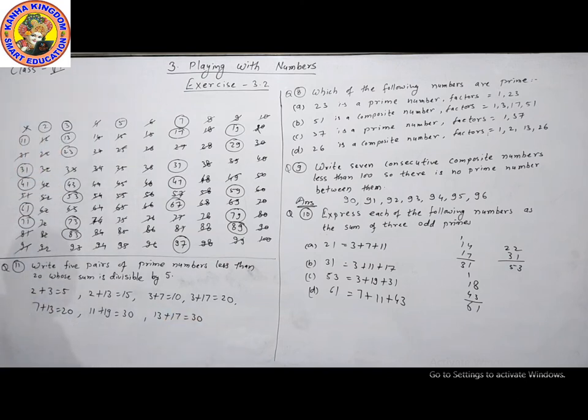So these are the pairs whose sum can be divided by 5. You can take a screenshot of this.